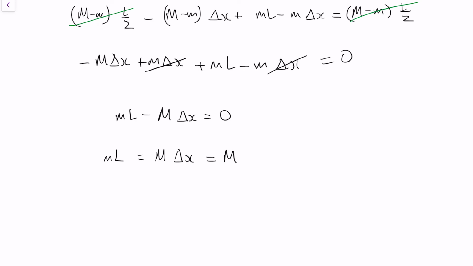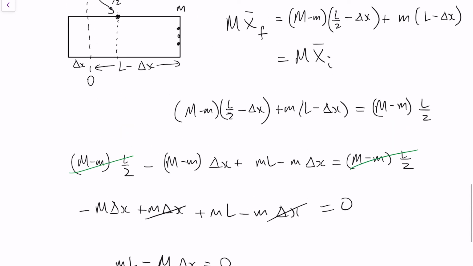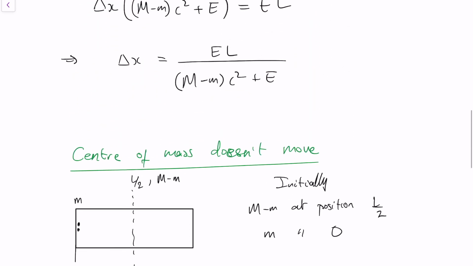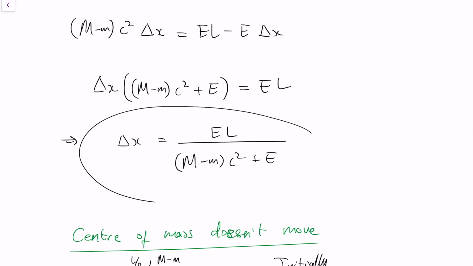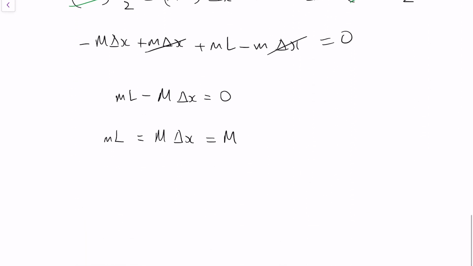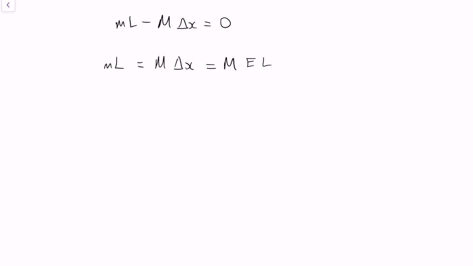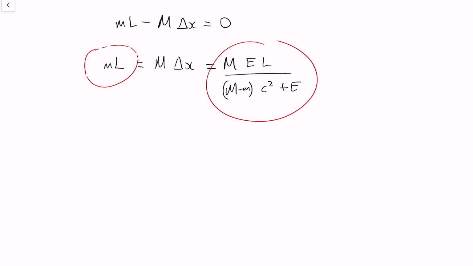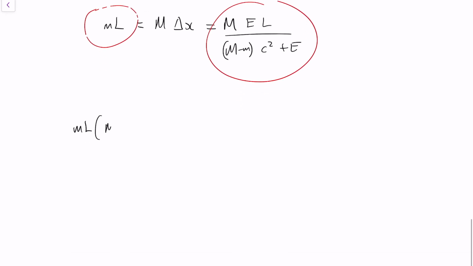But what is delta x? Well, delta x is from here. This is what delta x is, right? So let's plug that in. So we will have M times EL over (M minus m) c squared plus E. Okay, and let's combine this with that. So we're going to have mL into (M minus m) c squared plus E is equal to MEL.